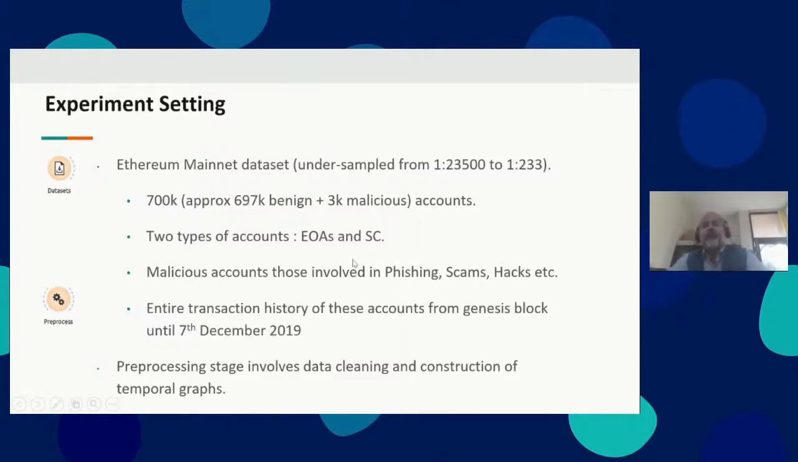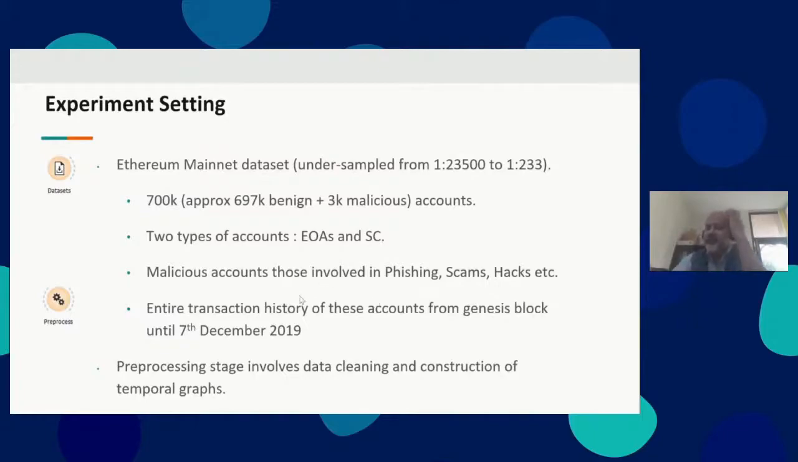There are two types of accounts in Ethereum: the accounts owned by people, and the accounts that are basically smart contracts. So you also have to see which of the smart contracts are malicious, and in which cases the individual accounts, externally owned accounts, EOAs, are malicious.